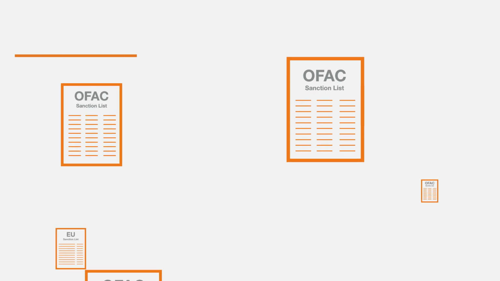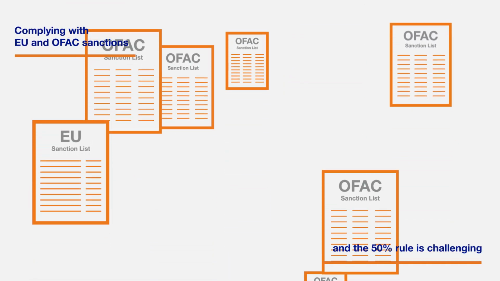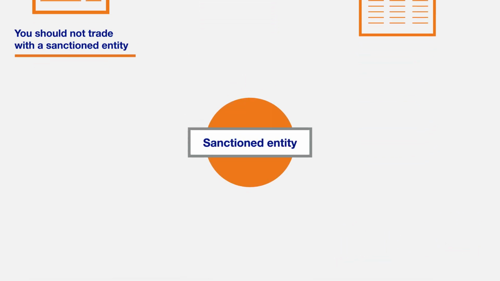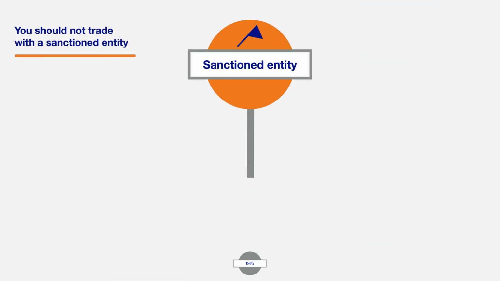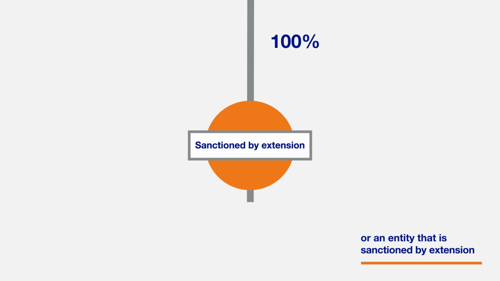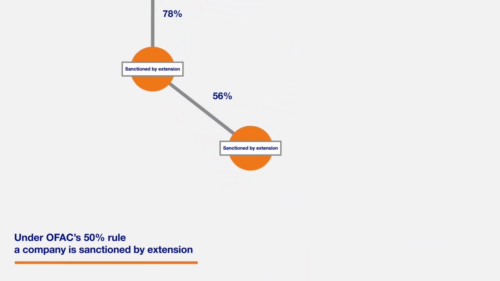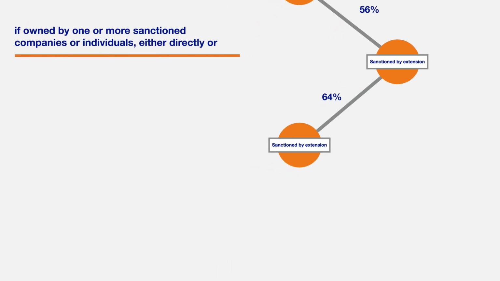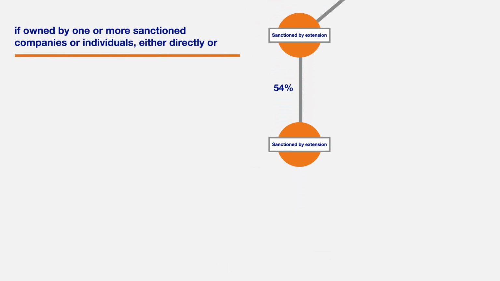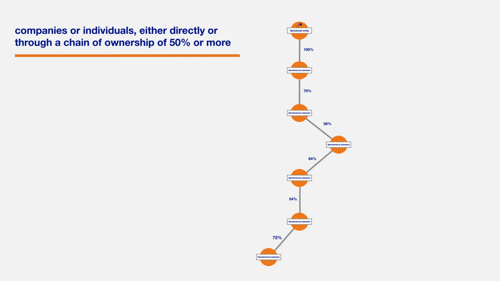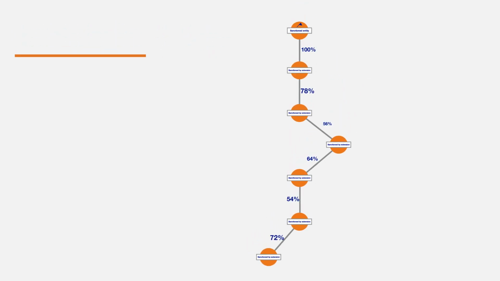Complying with the EU and OFAC's requirements around sanctions and the 50% rule is challenging. You should not trade with a sanctioned entity or an entity that is sanctioned by extension. Under OFAC's 50% rule, a company is sanctioned by extension if owned by one or more sanctioned companies or individuals, either directly or through a chain of ownership of 50% or more. Failure to comply, even unknowingly, could lead to fines.